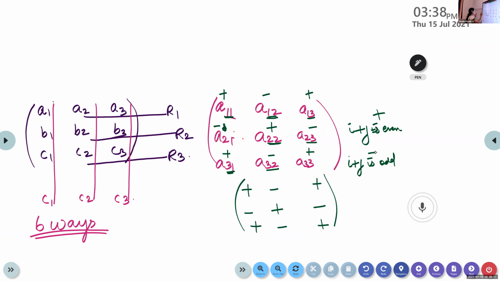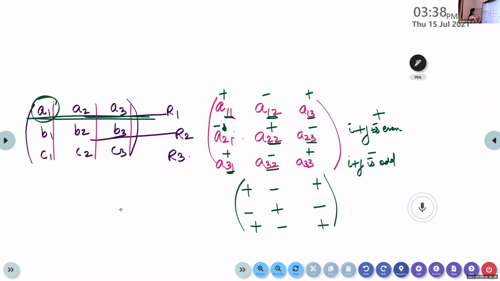So now listen. Suppose I am expanding along the first row. First, you take the first element, A1. A1 into, leave that row and column. What is the sign here for the first row, first column? It is plus. So I'm writing plus A1 into, leave that row and column. When you leave that row and column, we will get the determinant B2, B3, C2, C3. You take the first element, leave the row and column, and write the remaining.